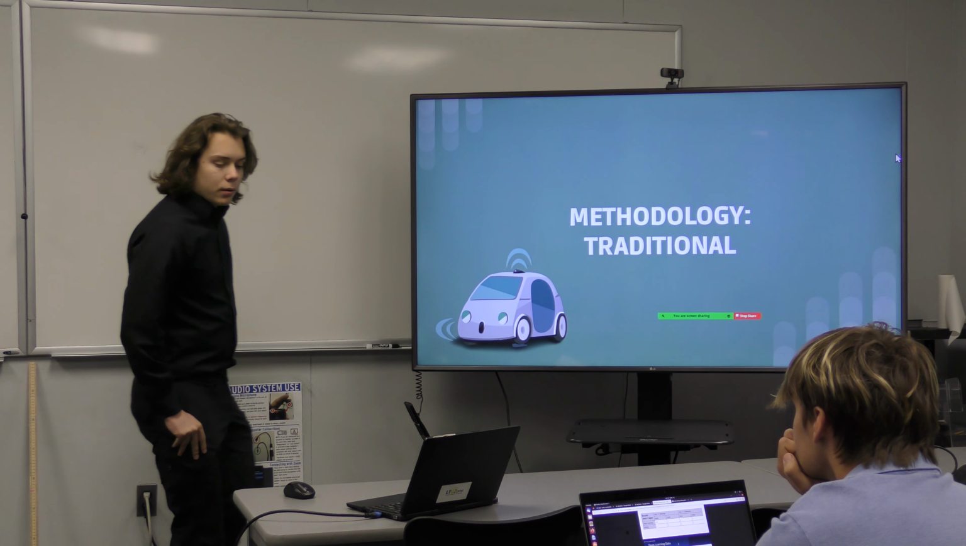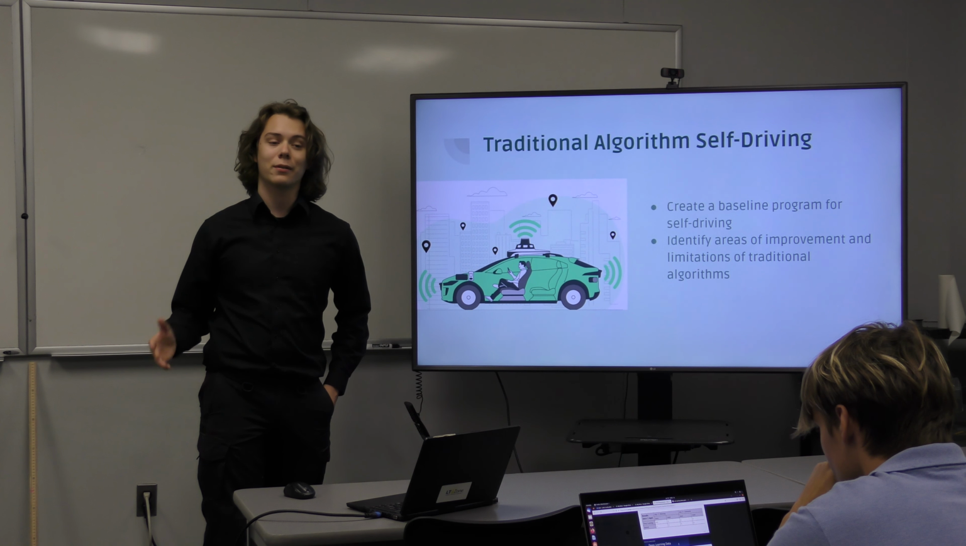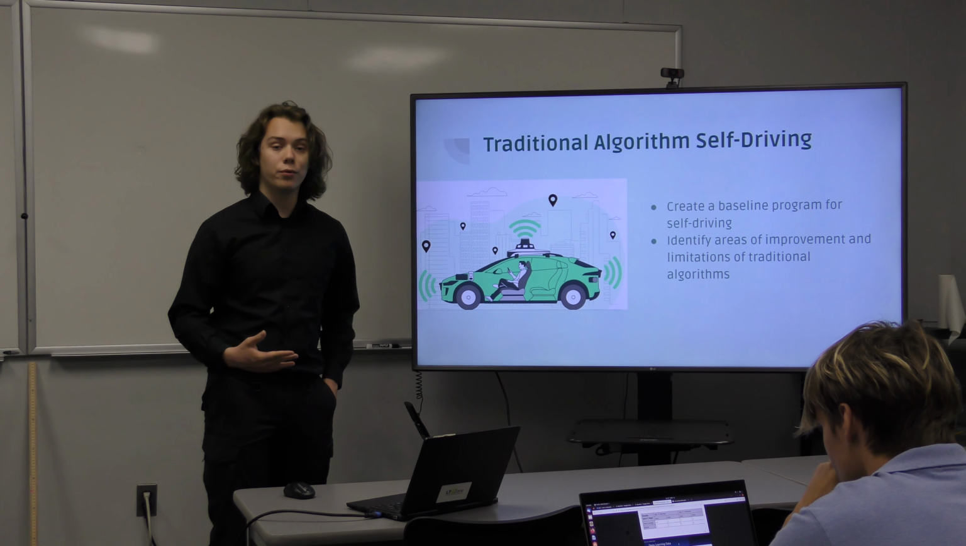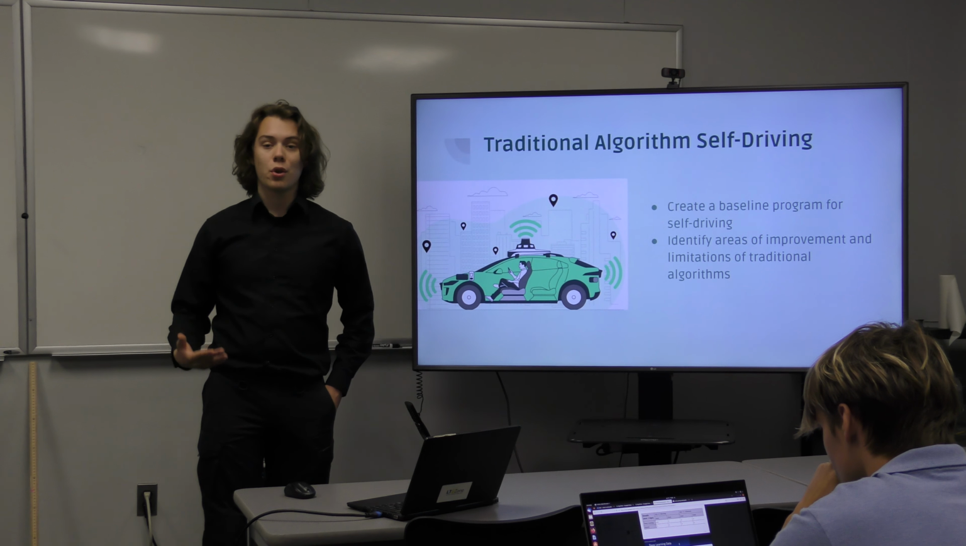We have two methods, as said before, for our vehicle. The first one is the traditional algorithm, which uses the vision-based system rather than AI or deep learning. The traditional algorithm is created as a sort of contrast to the deep learning one that we will be talking about soon. It will be able to identify the areas that vision-based self-driving struggles in, and what can be improved upon by either deep learning models or possibly hybrid models in the future.